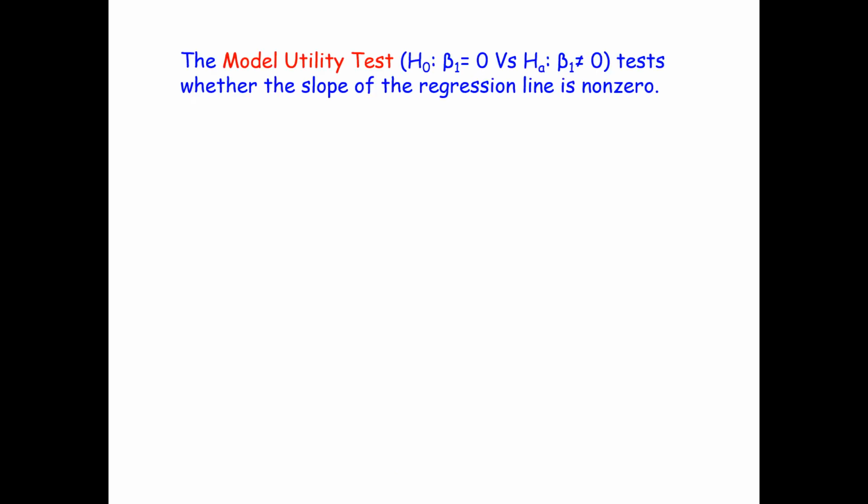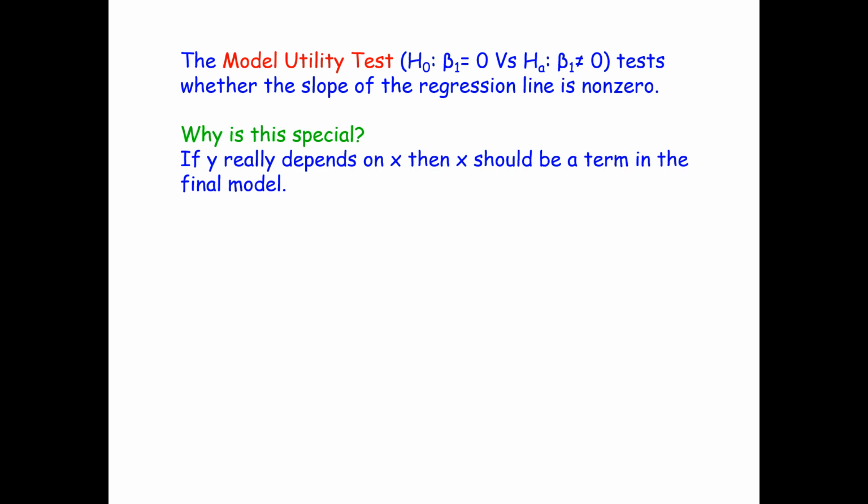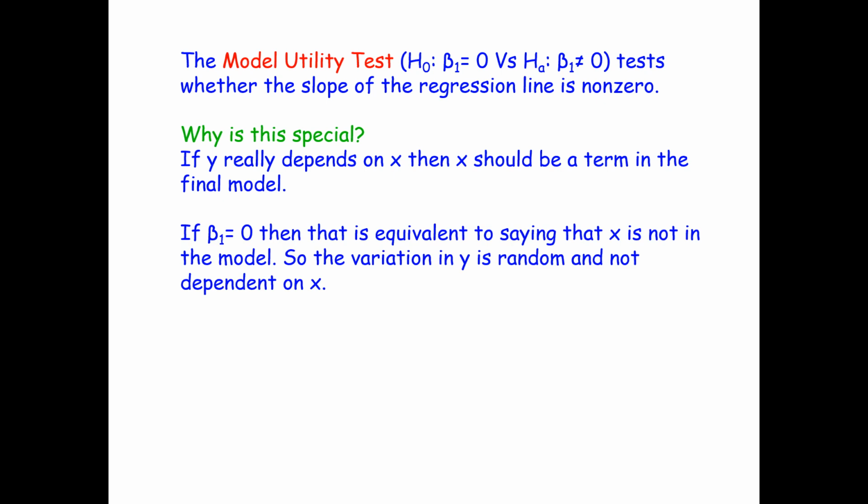Now for the model utility test, let's say our null hypothesis is that beta sub 1 equals 0, versus our alternative hypothesis that beta sub 1 is not 0. This model utility test tests whether the slope of the regression line is non-zero. So why is it special? Well, if y really depends on x, then x should be a term in the final model. If beta sub 1 equals 0, then that is equivalent to saying that x is not in the model, so the variation in y is random and not dependent on x.